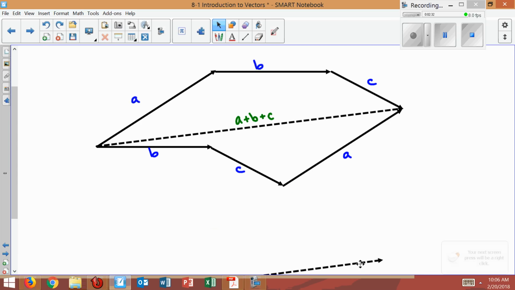So these always do add up. That would be the point there, it doesn't matter which order, but as long as you go tip to tail, you should always get the same resultant vector.